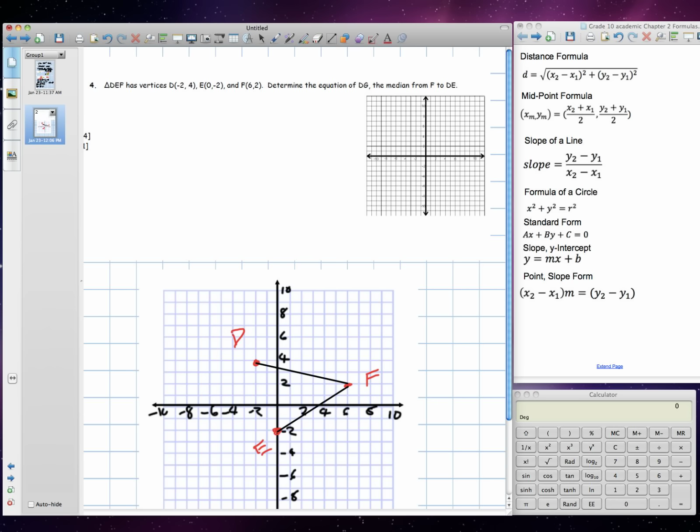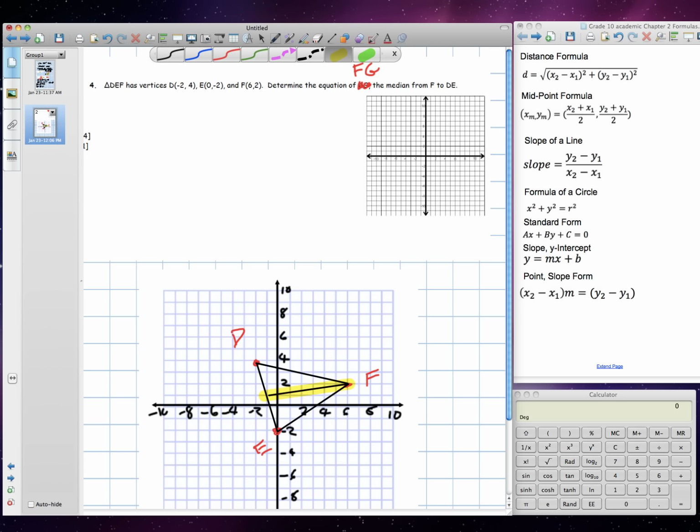Now the question is asking us to determine the equation of DG. Oh, I think that was a mistake written in. It's supposed to be FG, isn't it? Yeah, I think we addressed that on the test. It's supposed to be FG, the median from F to DE. So in other words, we're looking for some line that comes from F to the middle of the other part of the triangle. So we need to find the equation of this specific line here. We're going to call this point G.